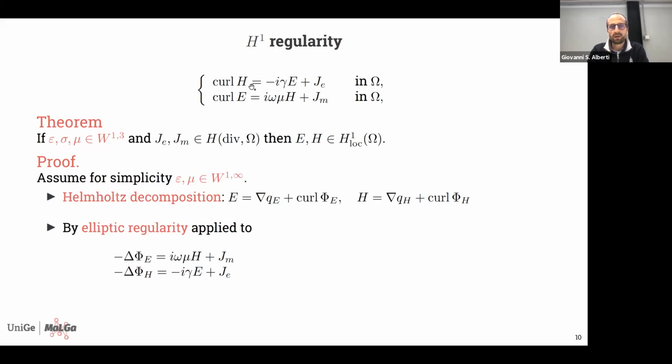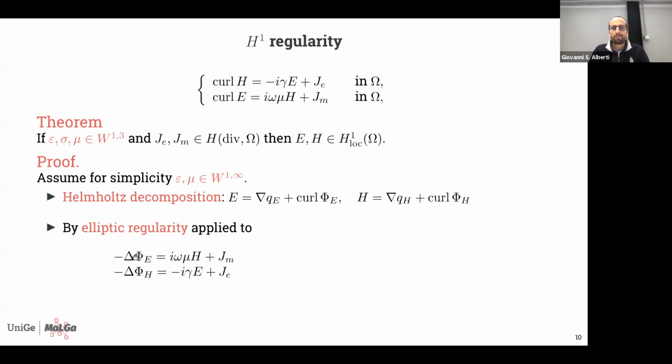When I calculate the curl of H, this part disappears, and I have a double curl of phi H. But double curl is just a Laplacian. So here I get Laplacian of H, and on the right, I keep the same thing. So this is exactly the second equation. Laplacian of phi H equals this guy here. And the first equation is exactly the same, and it follows from the second equation here.